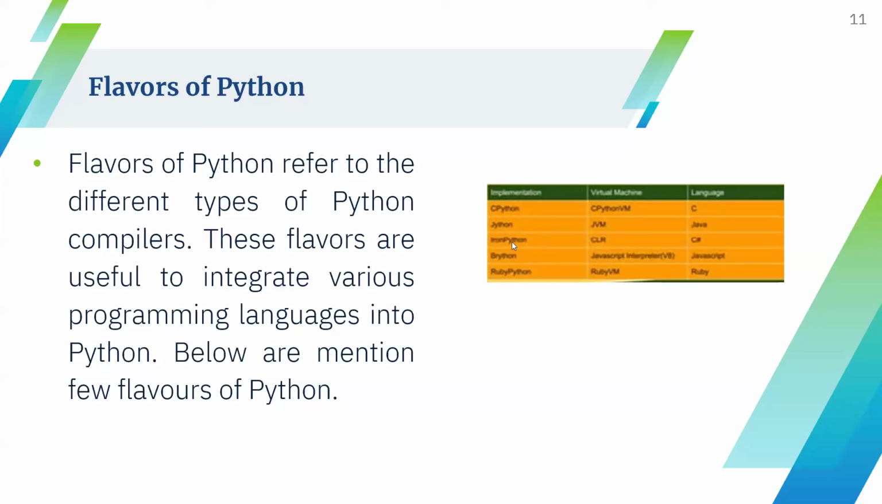It's a virtual machine. Jython, you can use it with Java, using the JVM. IronPython, using the CLR, you can use it with C#, so .NET. There is also a JavaScript interpreter, and you can use Python along with Ruby on Rails. All of these are virtual machines. Got it? You can integrate with other languages also. These are the flavors of Python.